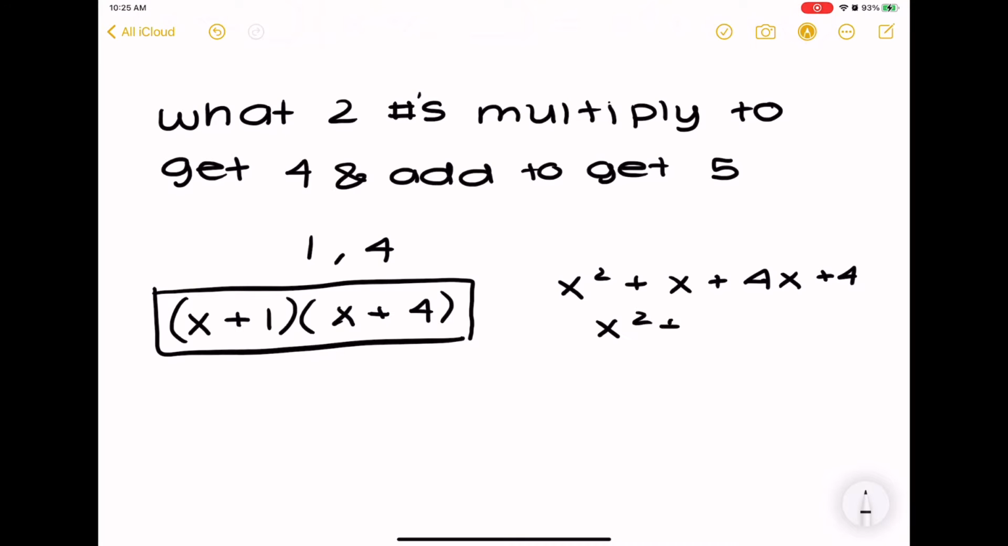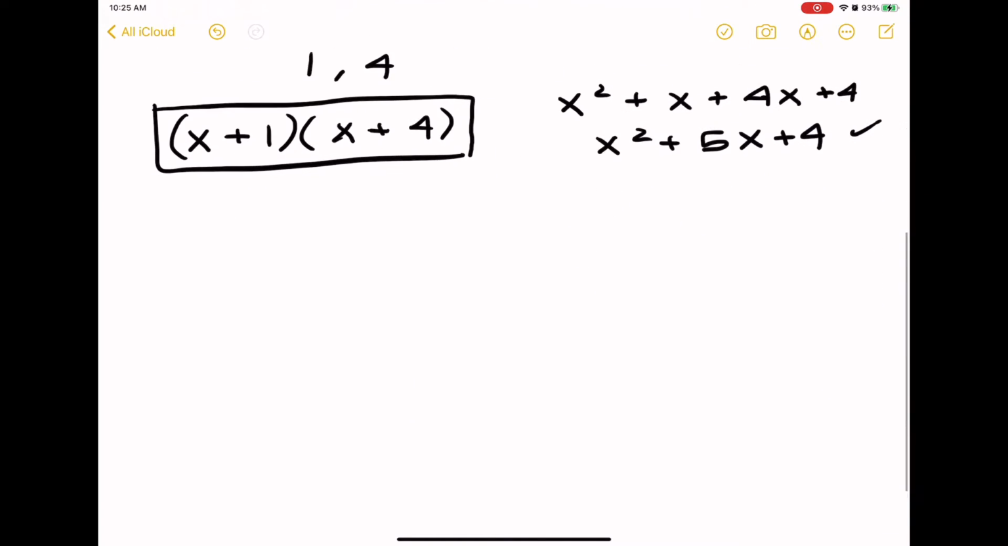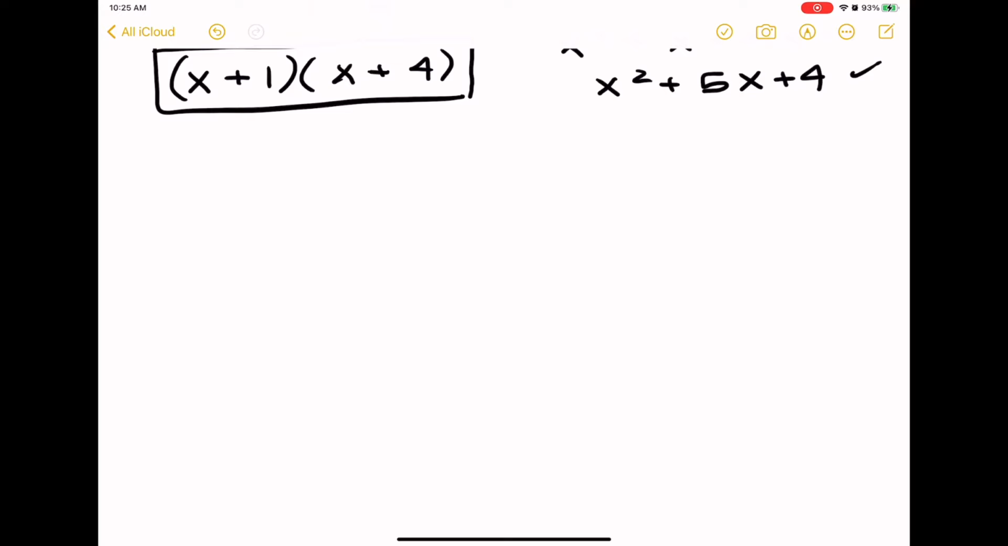And then when I FOIL out this equation, just to make sure, I will get x squared plus x plus 4x plus 4, which is x squared plus 5x plus 4. So that's why FOILing comes in really handy, so that you can go ahead and check if your factoring is right.